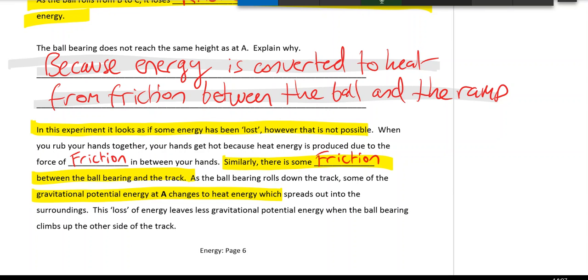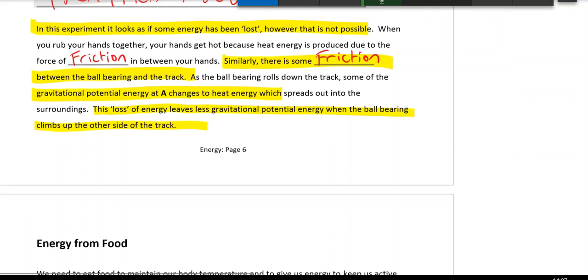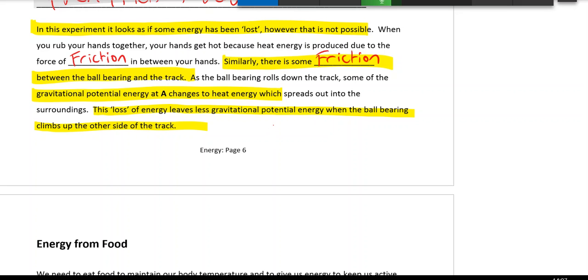Now, because this heat energy takes away from the gravitational potential and the kinetic, the ball bearing, which leaves our track at point A, will never be able to reach the same height. Okay? Because of the loss of energy, our ball bearing is likely to come to a lesser height. So it's going to roll from A all the way around to C, which is not as far up the track as where it began.